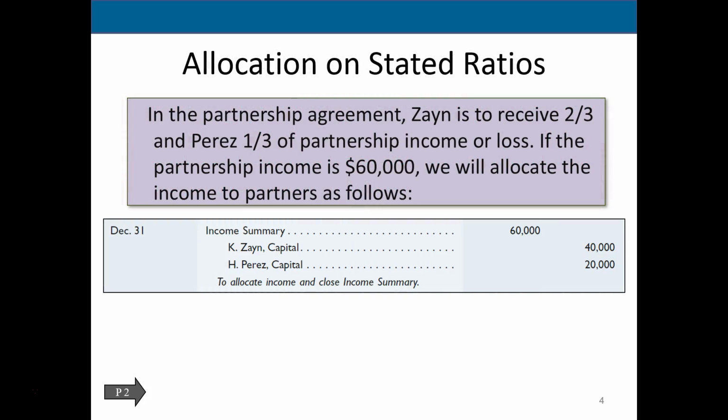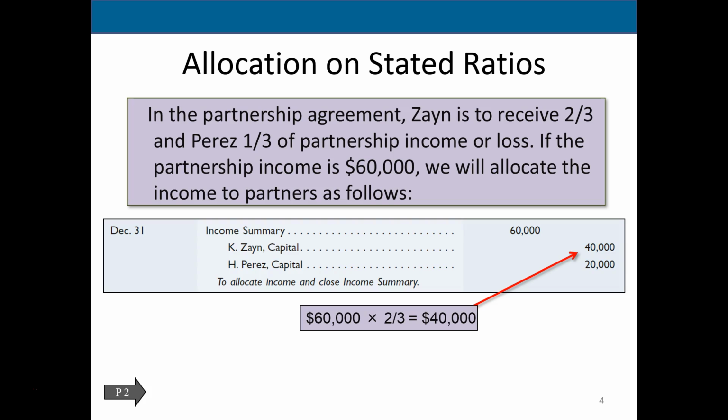Allocation on stated ratio. So the most basic thing to do with net income, and remember what we're saying here is, in the partnership agreement, Zane is to receive 2/3 and Perez 1/3 of the partnership income. Of course that adds up to 3/3 or 100%. If the partnership income is $60,000, we will allocate the income to the partners as follows. Remember, what we're doing is saying they did business, they earned $60,000, let's say in a year, and now we're trying to figure out how to split it.